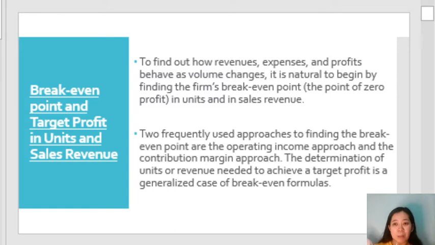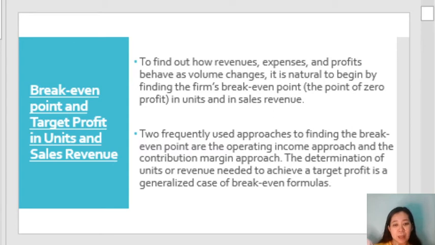When we say break-even point, this is the point of zero profit, meaning your revenues are just equal to the amount of the expenses. In this state, you will neither have profit nor loss. Break-even point can be determined in units and sales revenue.